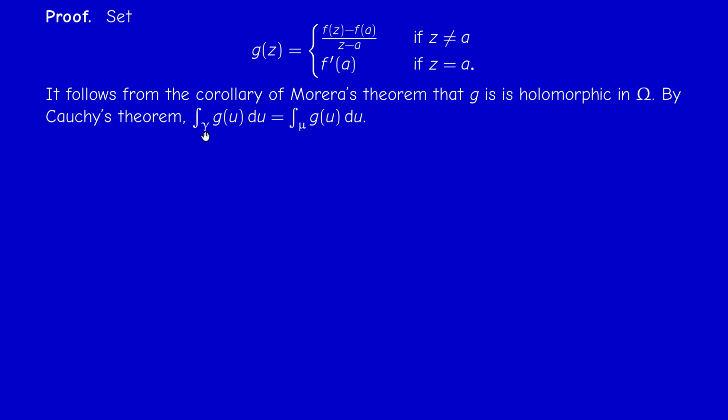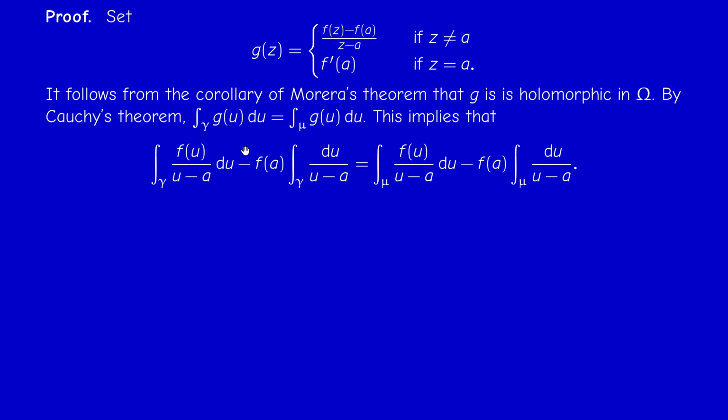So since gamma and mu are homotopic, then the integral is the same by Cauchy's theorem. And now, we already did something similar, we split the integral into two parts, because g is just the Newton's ratio, because u is different from A, because the loops do not pass through A. So g is just f of u minus f of A over u minus A.